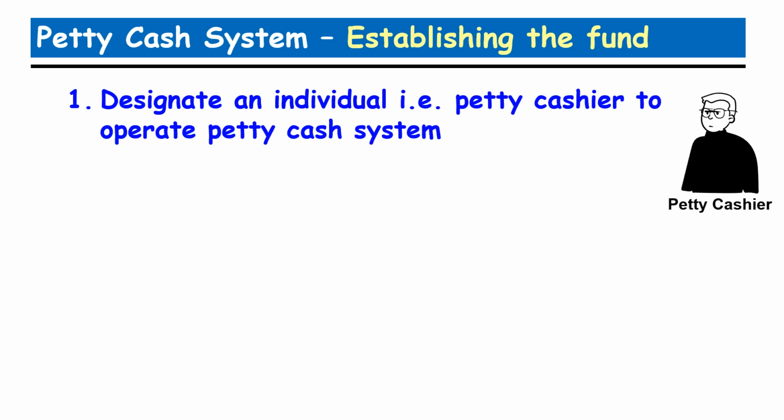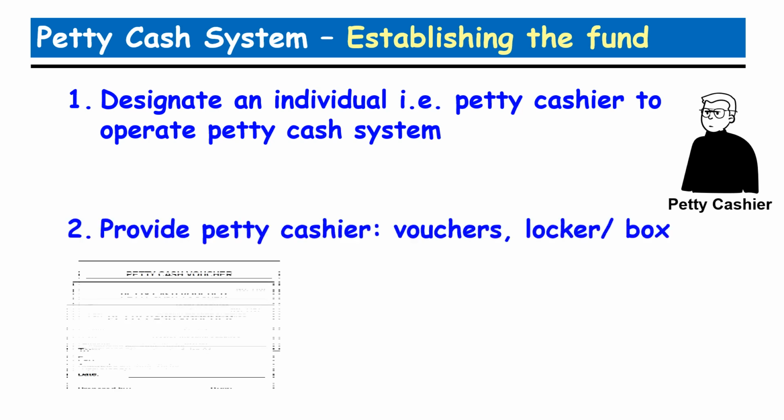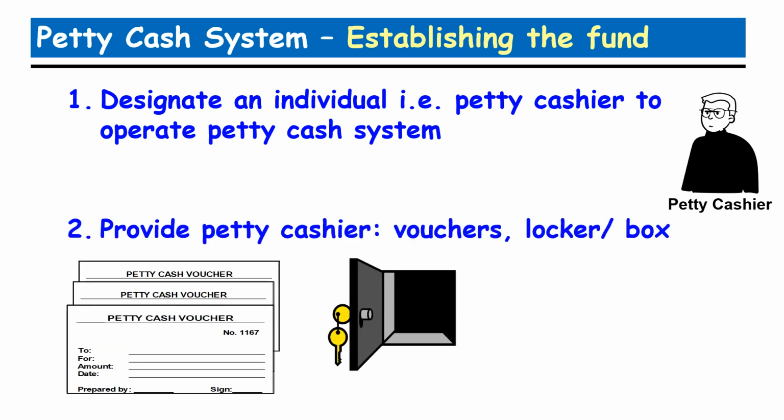Now, the first step in establishing the fund is to designate an individual that will operate the fund. So we will call that person the petty cashier or the petty cash custodian. Once we know the person, we will give them the appropriate tools to operate the petty cash. So that will involve petty cash vouchers in a box or a locker to keep the cash and the petty cash vouchers.